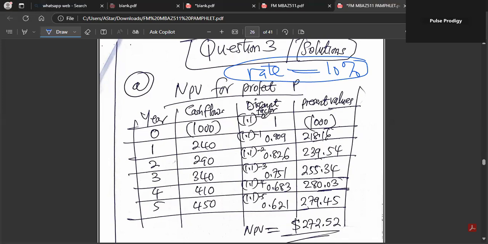So 1.1 to the power negative 0 is 1. 1.1 to the power negative 1 is 0.909. And then 1.1 to the power negative 2 is 0.826. 1.1 to the power negative 3 is 0.751. And then, of course, 1.1 to the power negative 4 is 0.683. 1.1 to the power negative 5 is this one. So you multiply these to get the last one.